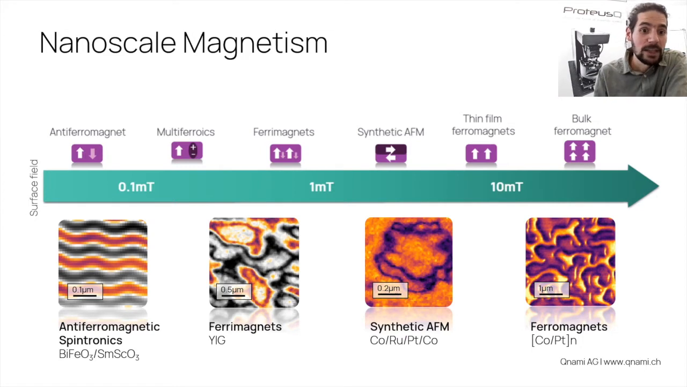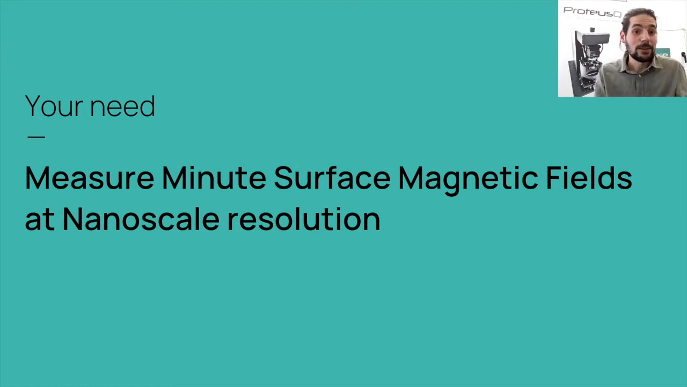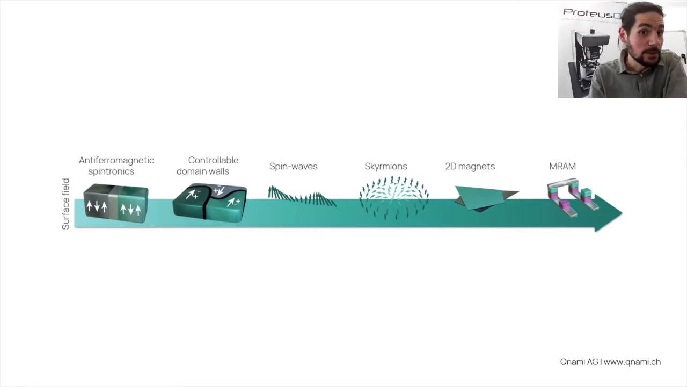These pictures down here give an impression of this challenge. I'd like to focus on the antiferromagnetic spin waves that you see on the left side. It's a BFO SSO compound, and what you can see is a spin ordering which forms these beautiful waves with a wavelength of 200 nanometer. So what you need to resolve these features is the ability to measure tiny surface magnetic fields with a very high spatial resolution. Now I would like to discuss a few examples of devices where this ability can be exploited.